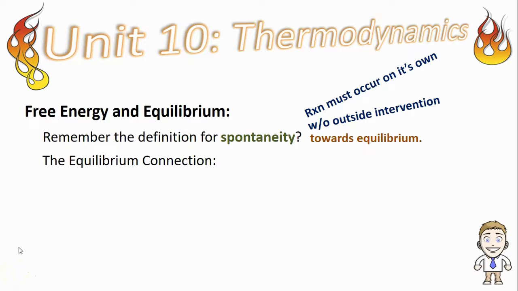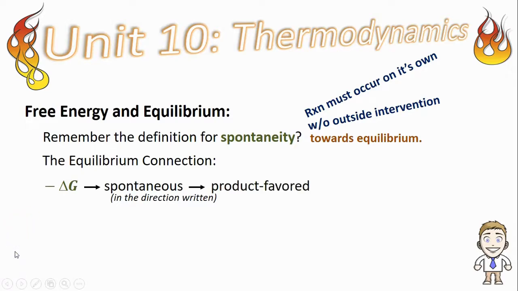Now, to see exactly how free energy and equilibrium are connected, we'll take a look at a series of connected ideas, starting with a negative delta G value. By now we should be pretty comfortable realizing that a negative delta G tells us that free energy is released, which tells us that the reaction is spontaneous as it's written. So if you think about this idea of spontaneous, it's just telling us that the reaction happens. And if the reaction happens, that's another way to say that the reaction will make products. And in the world of equilibrium, a reaction that makes products is also called product favored.